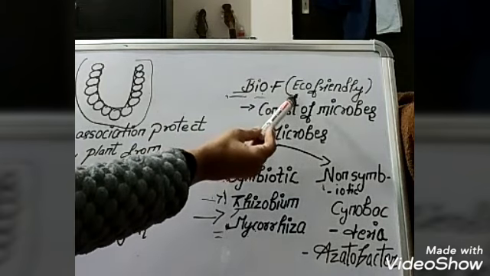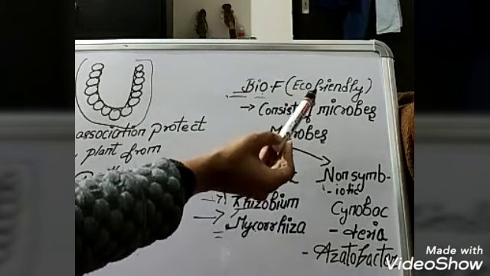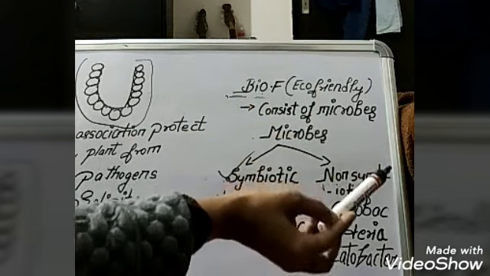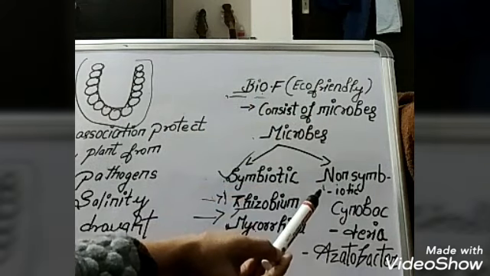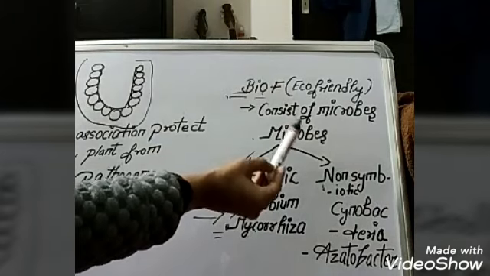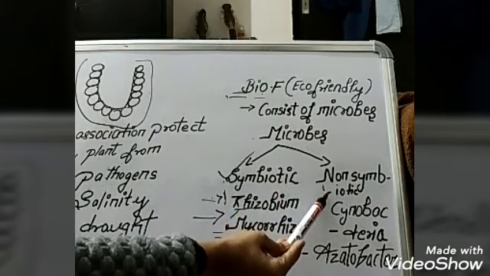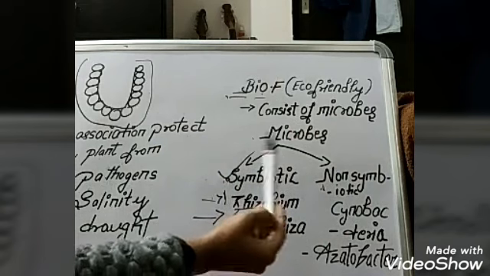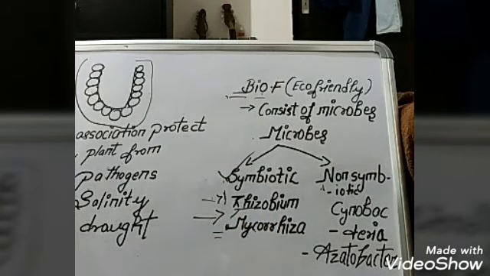Biofertilizers are very eco-friendly because they do not harm any animals or human beings, and they do not disrupt the life cycle of any organisms. They consist of microbes, and those microbes can be symbiotic or non-symbiotic. Symbiotic microorganisms, as we all know, are those in which two organisms form an association with each other. They live together and provide benefits to each other.